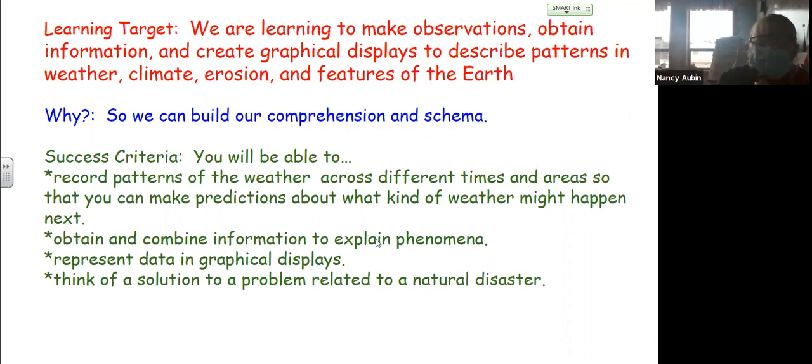We've also been predicting what kind of weather might happen next. And then we will be looking at the data in graphs and tables to help us decide where that information is located. Which city does it belong to? We're not going to talk about natural disasters yet or the phenomena. We're going to do that next week, so it's something to look forward to.